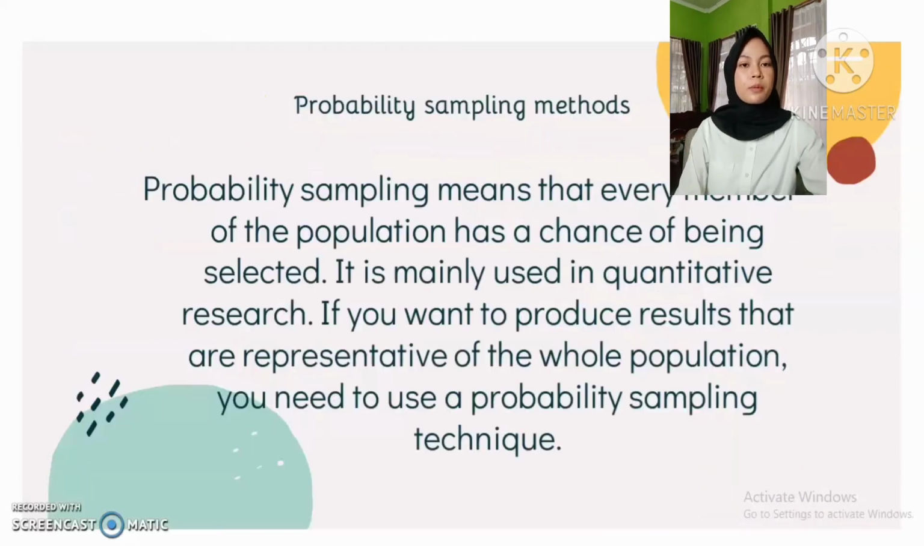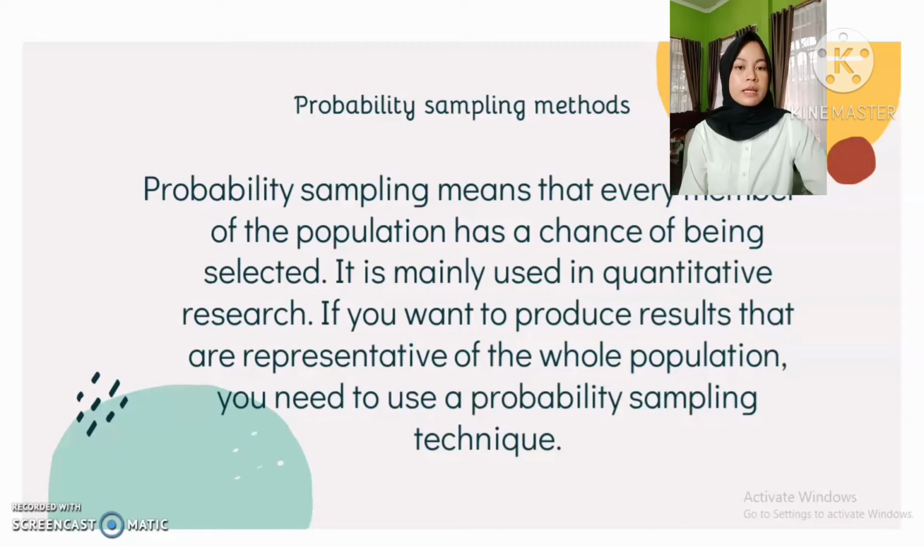Next is about probability sampling methods. Probability sampling means that every member of the population has a chance of being selected. It is mainly used in quantitative research. If you want to produce results that are representative of the whole population, you need to use a probability sampling technique. There are four main types of probability sample.